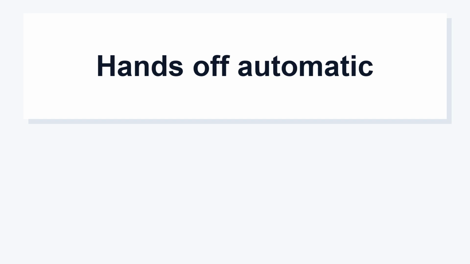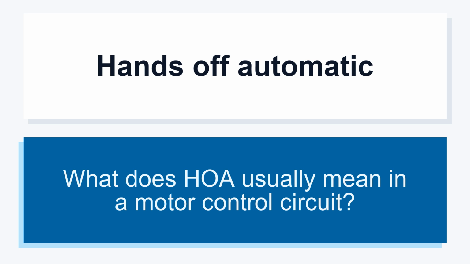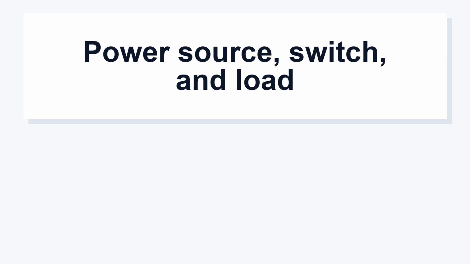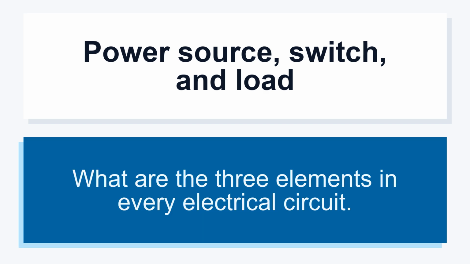Hands-off automatic. What does HOA usually mean in a motor control circuit? Power source, switch, and load. What are the three elements in every electrical circuit?